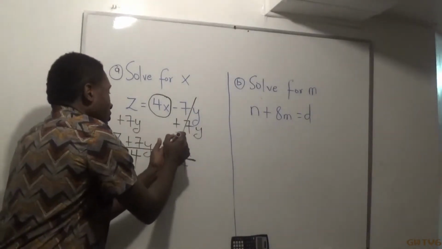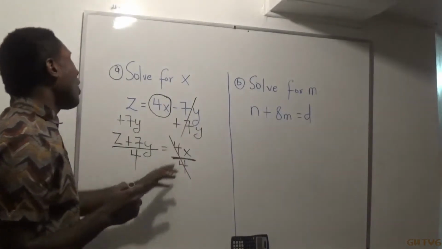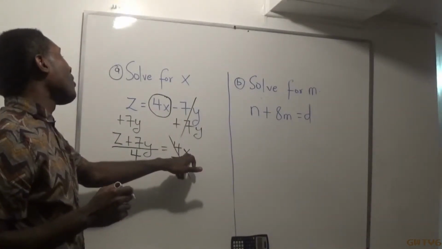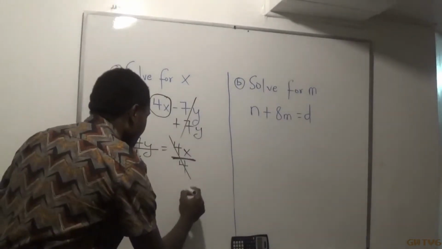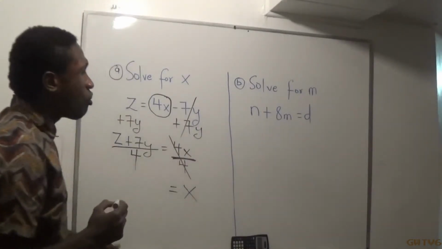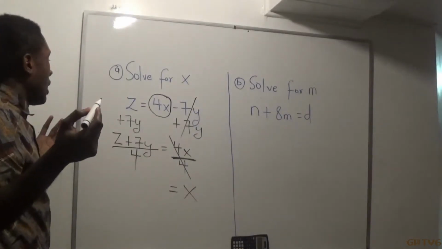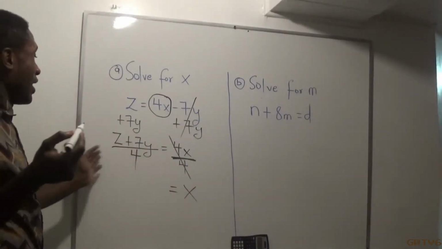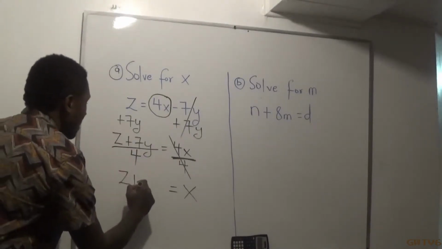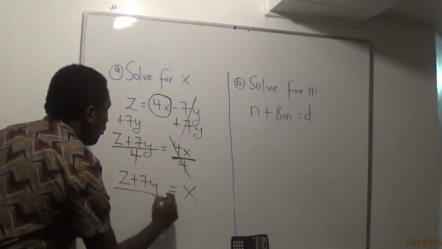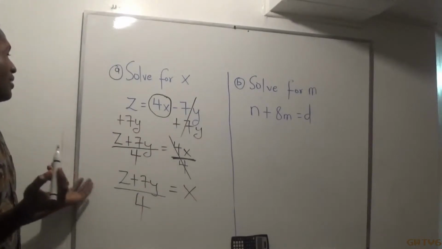So again, back to this side, the 4 cancels out. So I have the variable x that I'm being asked to solve for by itself. And that was my whole goal. I wanted to have that x by itself. Now, it's equal to whatever I had on the left side, which is this whole thing right here. The z plus 7y over 4. And that's it.